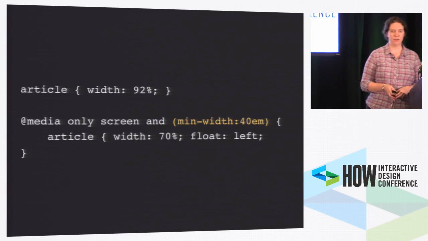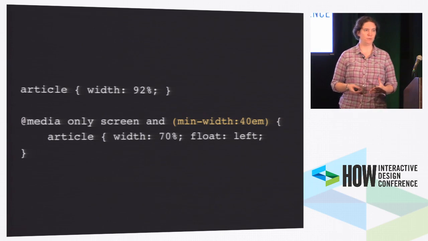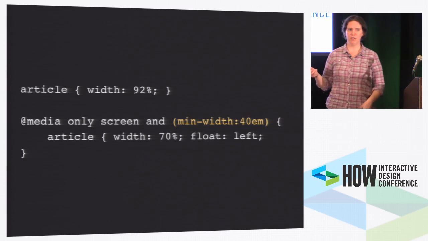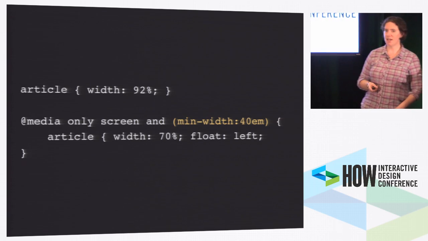So you're starting with, for example, on that site, if the content's in an article element in HTML, you might give it a width in percent of 92%, so there's margins on the side. And then you add a media query. And what the media query does is it asks a question to the browser. And that's the part that's highlighted in yellow there.